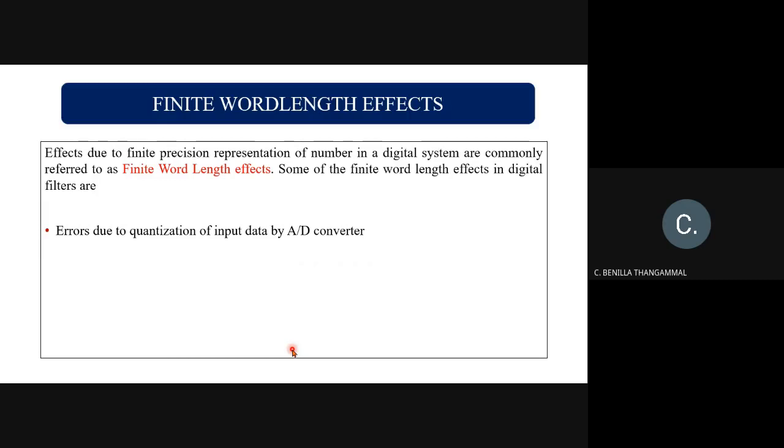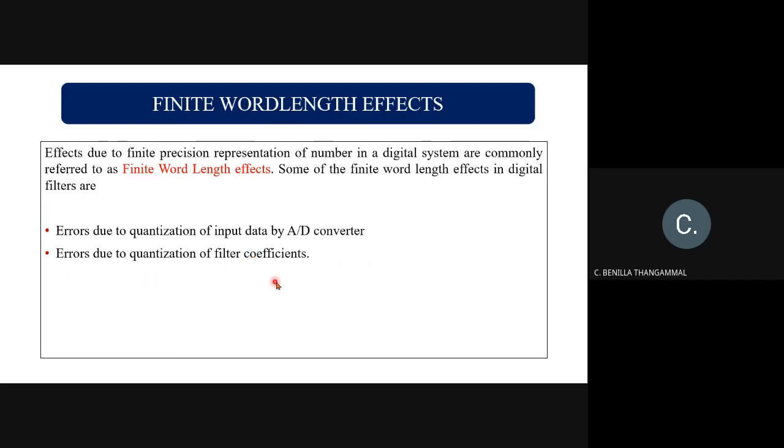Some of the finite word length effects in digital filters are errors due to quantization of input by the A to D converter. For a digital system, the input should be digital, but we have analog input. So this analog input will be converted into digital before giving it as input to the processor. So the error will be introduced due to the quantization of input data by the A to D converter.